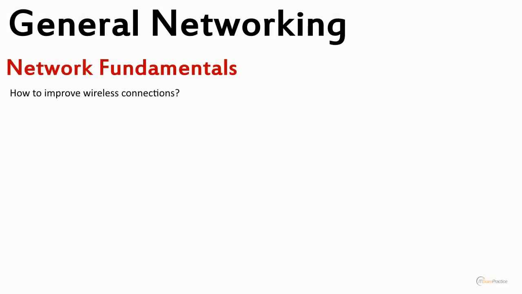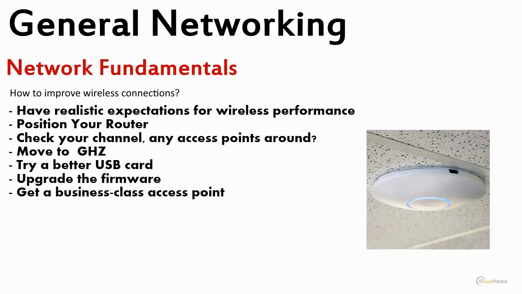General networking, network fundamentals. How can we improve a wireless connection? There are a lot of things that you can do if your wireless is slow. Here is a list of things that are really important and you can do to improve wireless connections. First of all, you have to have a realistic expectation for wireless performance. We have already discussed wireless standards and what you can get from a wireless access point. Please be aware that wireless is not as reliable as a wired connection.